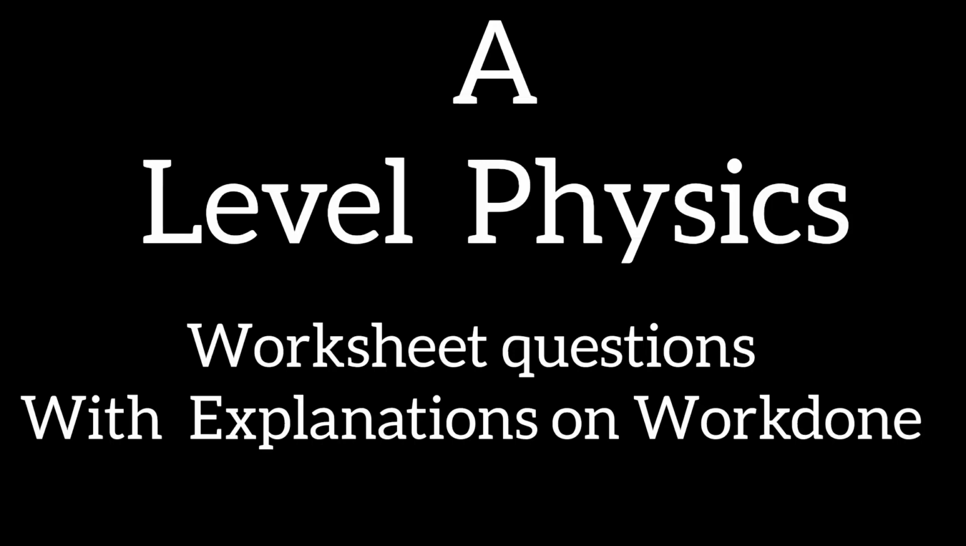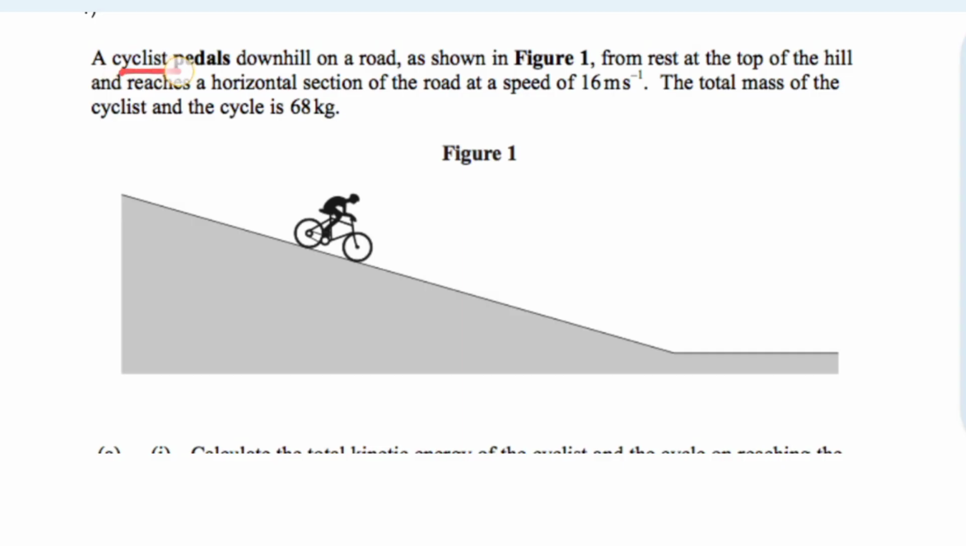A-level physics worksheet. A cyclist pedals downhill on a road as shown in figure 1. From rest, here it should be underlined from rest, at the top of the hill and reach a horizontal section of the road at a speed of 16 meters per second. The total mass of the cyclist and the cycle is 68 kilograms.